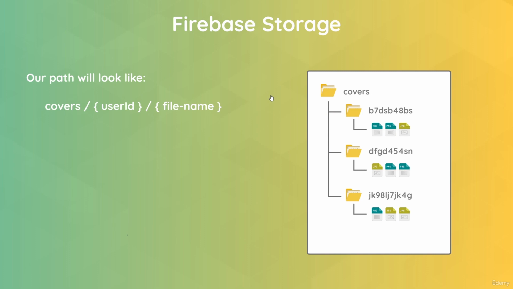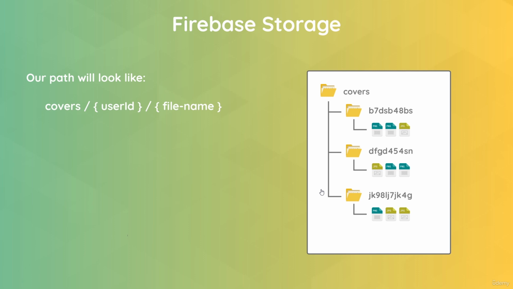So in our case, for our project, our file path is going to look a bit like this. We're going to say, put it inside a covers folder first of all, then / and inside another folder, which will be the user ID. Now that's going to be different for every user. So every user now is going to have their own folder. And then finally, the file name. So each user will have their own folder, and that means that if multiple different users try to upload an image with the same file name, then it won't override each other because they're all inside their own user folder.